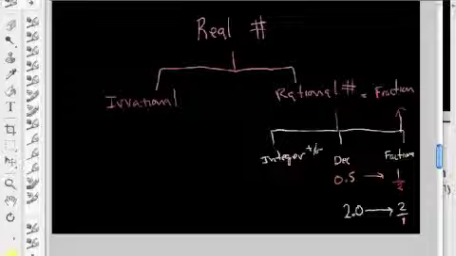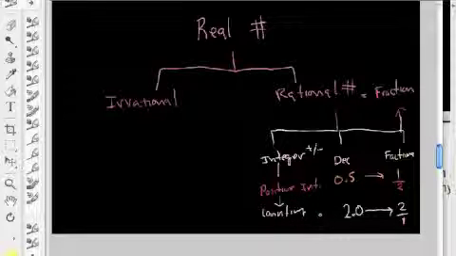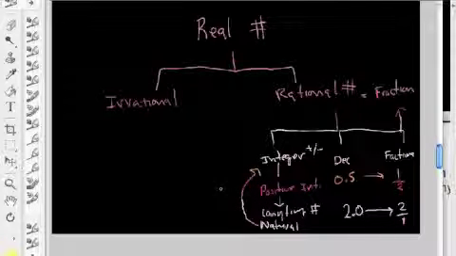Now, when we talk about positive integers, we're talking about our counting numbers, like 1, 2, 3, 10, 11, 100 million, 10 zillion, our counting numbers, and that's when we deal with a natural number. A natural number is a positive integer, a positive counting number.